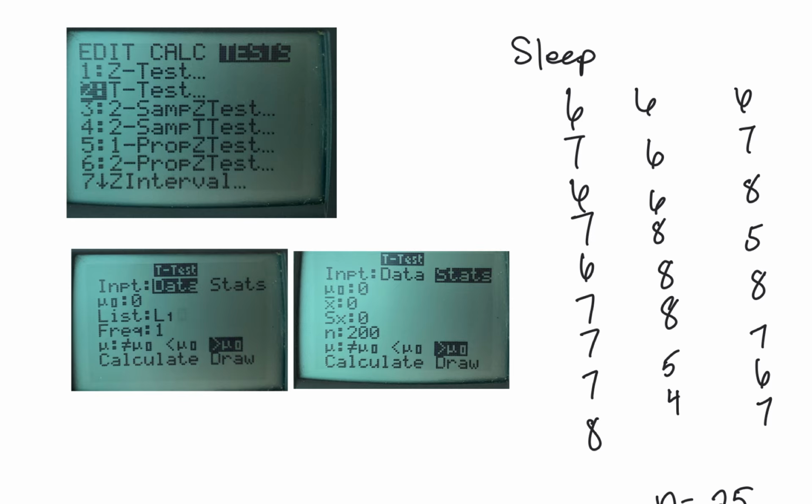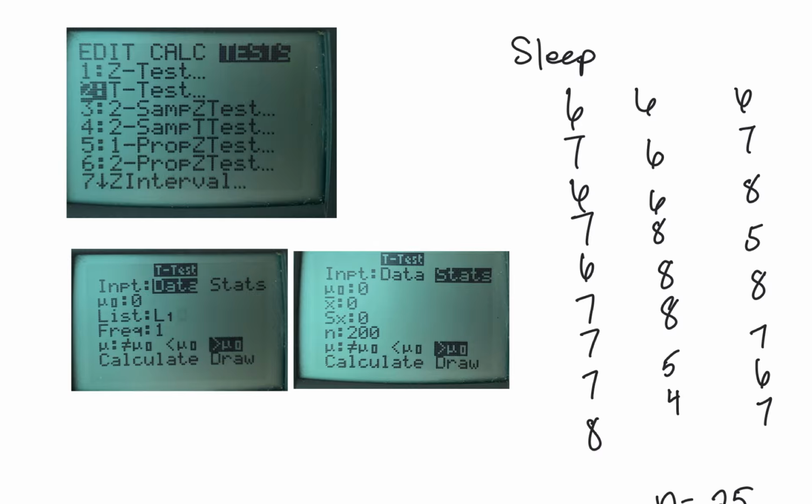So what I'd like for you to do, take about 2 minutes and put all those numbers in. You have 25, so make sure you get 25 numbers in, and then we'll come back and continue. Okay, once you've got all the information input into your L1, then you're ready to set up and do a significance test or a confidence interval. It doesn't matter, you can do either one.